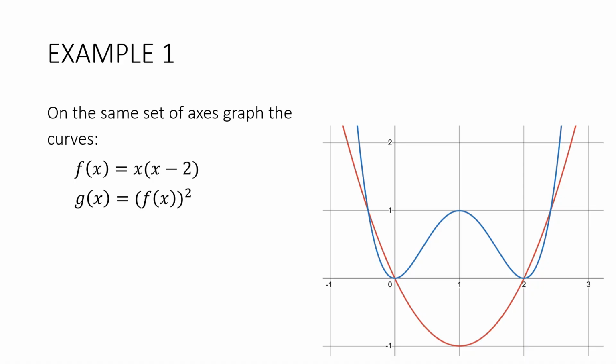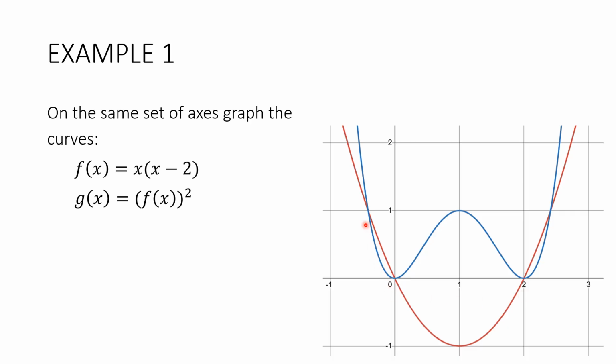So the red curve is f of x. It's a parabola, it cuts at 0 and 2. Now when we graph the square of this, that's the blue curve, you can see it's always above the x-axis. We can see that the x-intercepts stay the same, because 0 squared is 0.